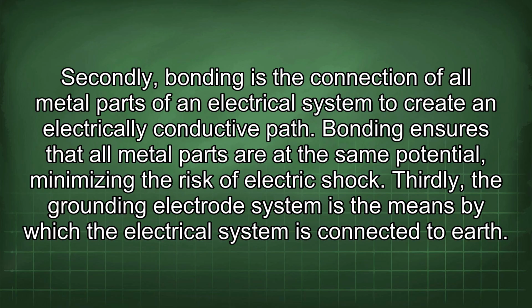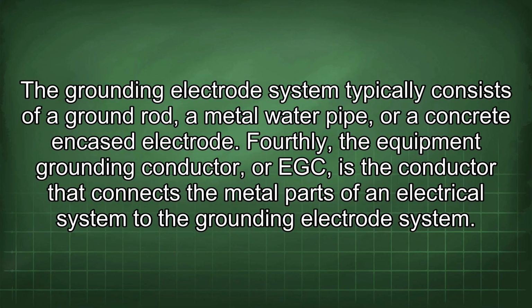Secondly, bonding is the connection of all metal parts of an electrical system to create an electrically conductive path. Bonding ensures that all metal parts are at the same potential, minimizing the risk of electric shock. Thirdly, the grounding electrode system is the means by which the electrical system is connected to earth. The grounding electrode system typically consists of a ground rod, a metal water pipe, or a concrete encased electrode.